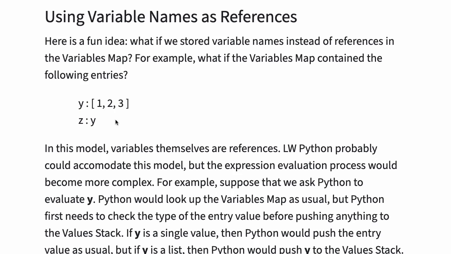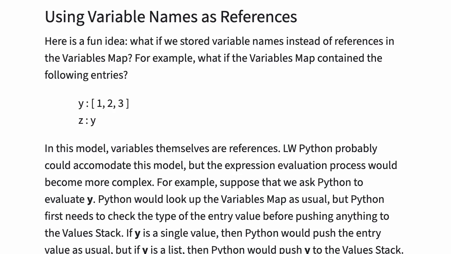For example, suppose that we ask Python to evaluate y. Python would look up the variables map as usual, but Python first needs to check the type of the entry value before pushing anything to the value stack. If y is a single value, then Python would push the entry value as usual. But if y is a list, then Python would push y to the value stack.